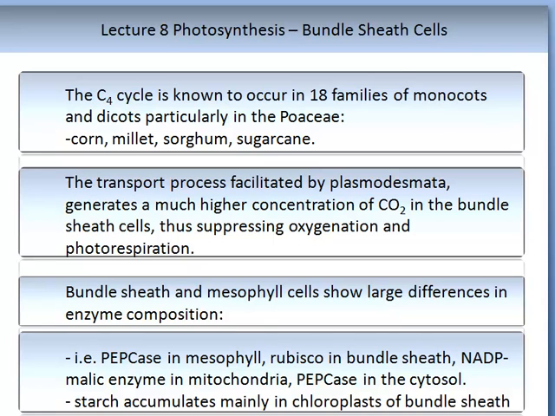The bundle sheath and the mesophyll cells show large differences in enzyme composition. For example, PEPcase in the mesophyll, rubisco in the bundle sheath, NADP malic enzyme in the mitochondria, and PEPkinase in the cytosol. Starch accumulates mainly in the chloroplasts of the bundle sheath.